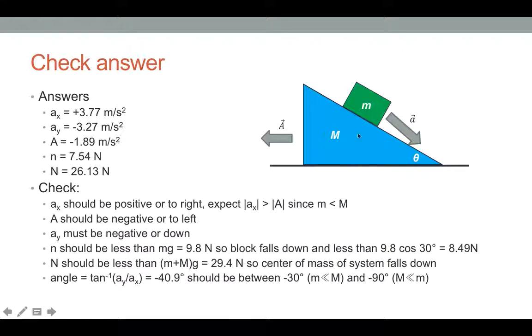Now, this angle right here should be something between 90 degrees and theta. It should be greater than theta and less than 90 degrees. So we can calculate the angle for the acceleration of the block, and we find it's about 41 degrees, which is in fact between 30 and 90, which again makes sense. So although we can't say our answer is definitely, unquestionably correct without actually doing an experiment, nonetheless, it does make sense. So we're done.